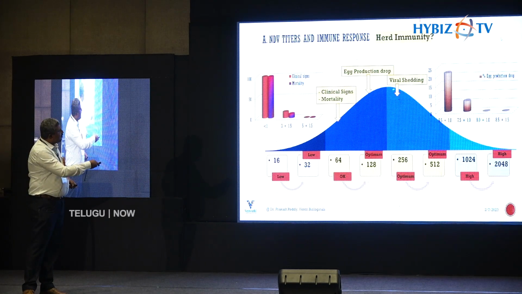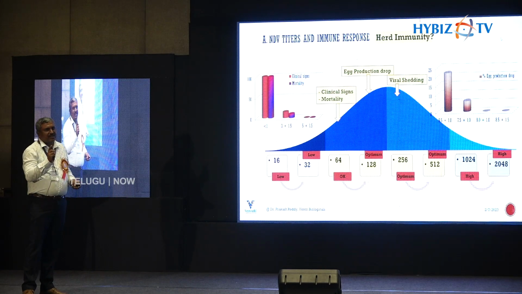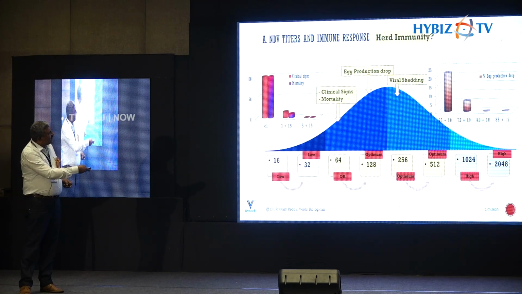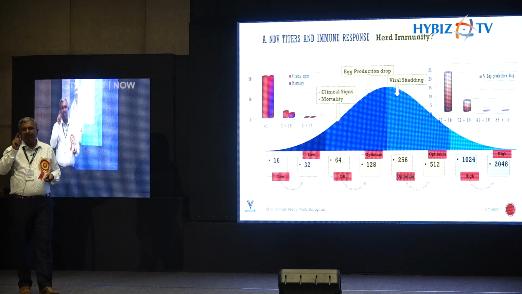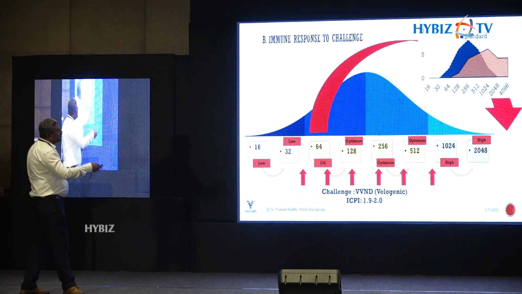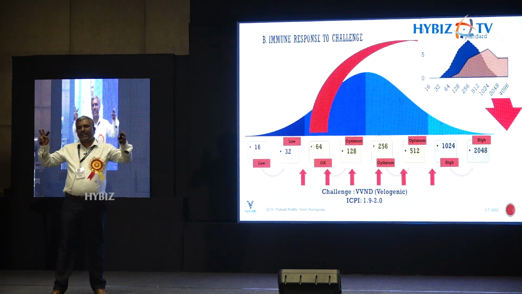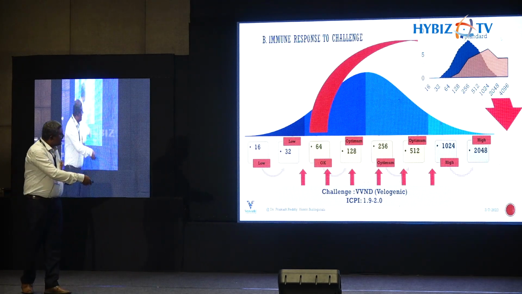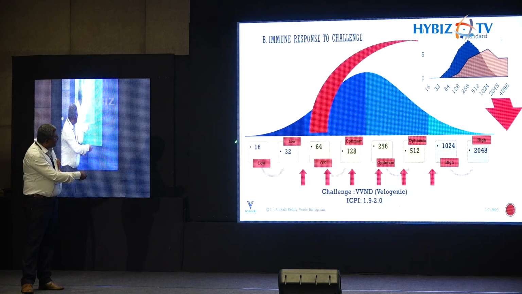Egg production, 128 and above. Viral shedding, 256 and above. So, for egg production, if you have a titer of 128 only, you will have minimal protection. Now, the question is, what is the immune response to challenge? You have good titers, so how does the immunity work whenever there is a challenge?